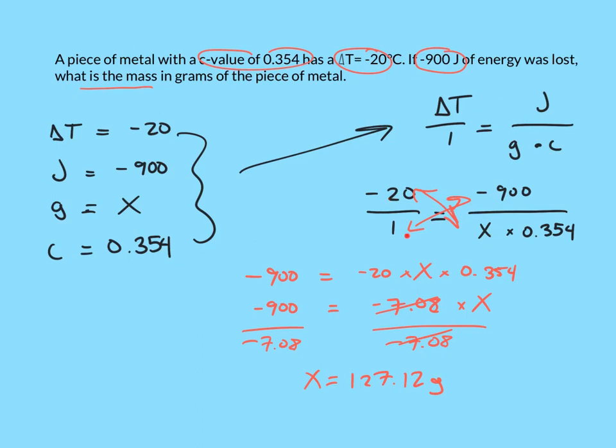I put my numbers in, I cross multiply, so I get everything on one line, and then I solve for x. I multiply the two numbers together that are both on the same side as x. That was 7.08. It was negative, so negative 7.08 times x equals negative 900. Then I divided by that number on each side. That got rid of the negative sign because a negative divided by a negative is always a positive. And then 900 divided by 7.08 is this answer in grams.